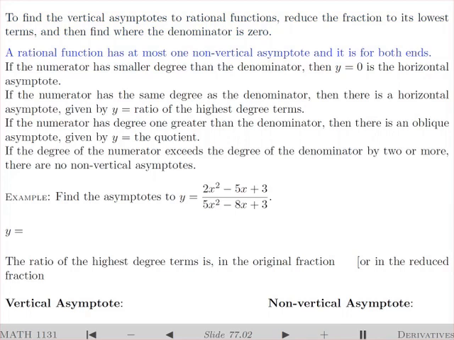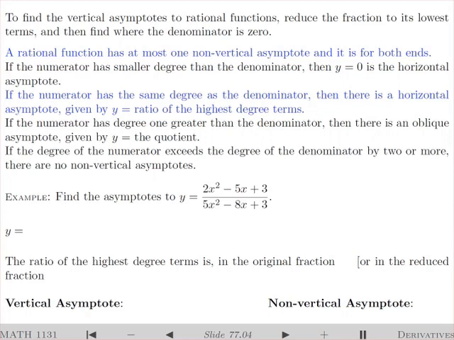For non-vertical asymptotes, again we can fall back on our knowledge of limits at infinity and negative infinity. We saw in section 10.2 that if the numerator has smaller degree, then the limits at infinity and negative infinity are both the same, and that's 0. So in that case, the horizontal asymptote is the x-axis, or y equals 0. If numerator and denominator have the same degree, then the rational function has a finite non-zero limit given by the ratio of the coefficients of the highest degree terms. And so y equals that value is the horizontal asymptote.